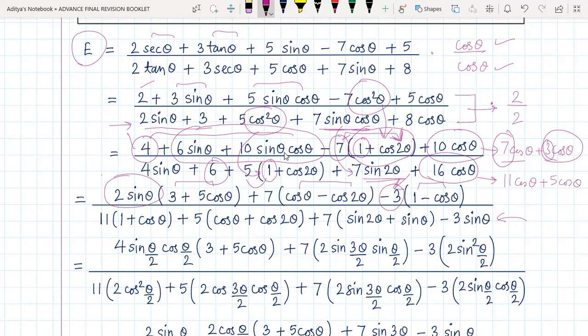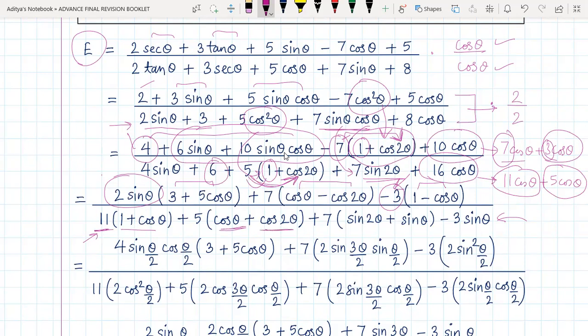So doing that allows us to take 11 common in 1 and cos theta, right? From this expression, and 6 plus 5 was also 11. From that expression, I have taken 11 as common. Then this 5 cos theta and 5 into cos 2 theta here, right? From these two terms, we are going to take 5 common. So inside we'll be left with cos theta plus cos 2 theta, right?